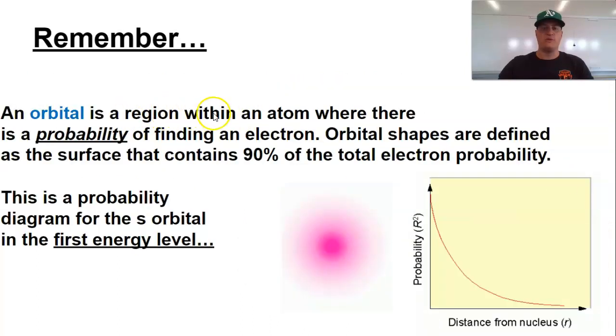So an orbital is the region in which the electron can be. Again, it's just a probability of finding an electron. It's not 100%. Orbital shapes are defined by 90% of that electron probability. Looking at an S shape, you can see there's some fuzziness, darker in the center, a little bit lighter, much lighter further out. And it makes sense that you have a higher probability of an electron being present the closer it is to the nucleus rather than further.